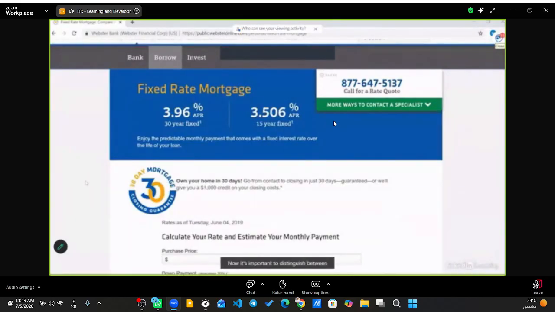Now, it's important to distinguish between this APR shown at the end versus what's called a simple interest rate. The APR stands for annual percentage rate.